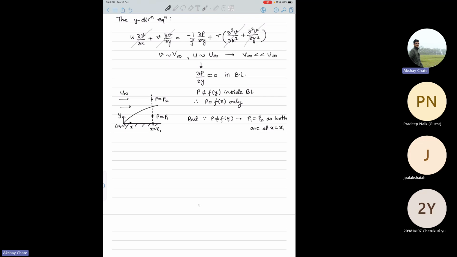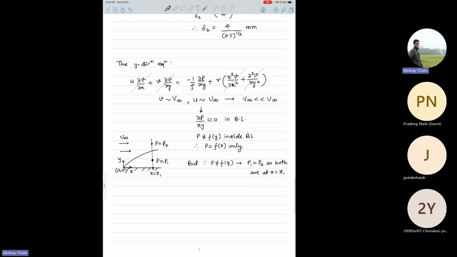This is a very important finding if you are not understanding it. That means inside the boundary layer, pressure is not changing in the y direction at all. And that is one of the reasons why we assume delta is very, very small compared to L. If delta is comparable to L, then this scaling analysis will not be valid, because ∂P/∂y will not be negligible. So, pressure is only a function of x.